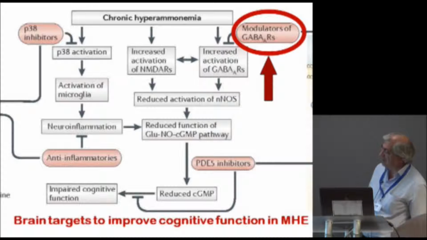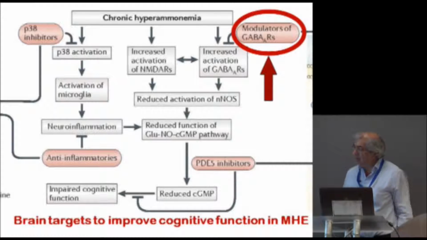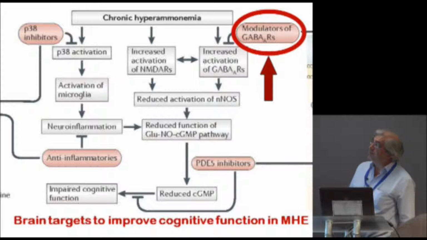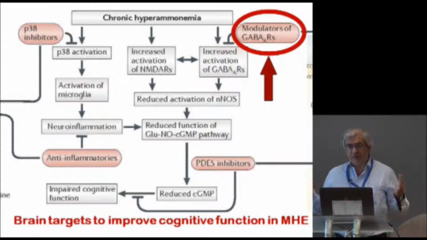inhibitors of phosphodiesterase 5, which directly increase cyclic GMP, restore learning. Also inhibitors of MAP kinase P38 or anti-inflammatories such as ibuprofen restore cyclic GMP and learning. And also modulators of GABA-A receptors are able to restore the function of the pathway and learning ability. Therefore, all these could be possible therapeutic treatments in patients.